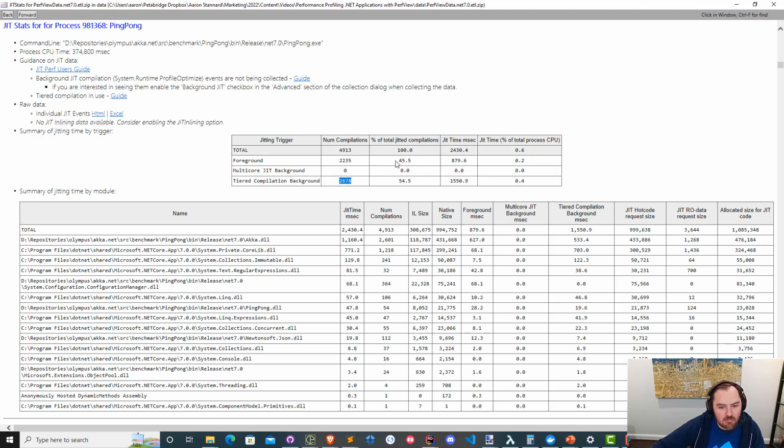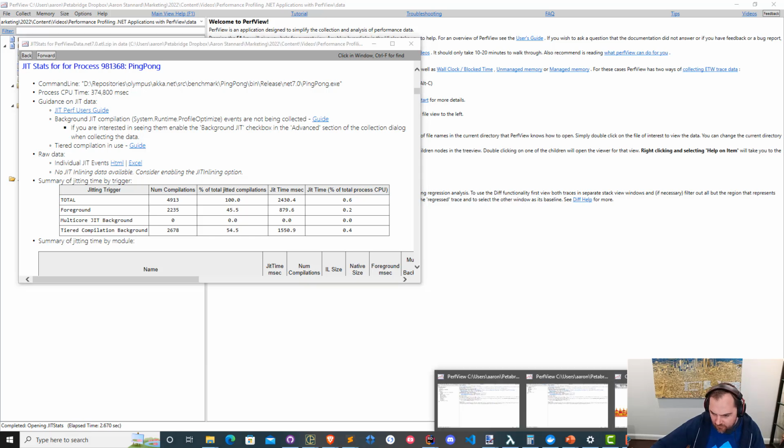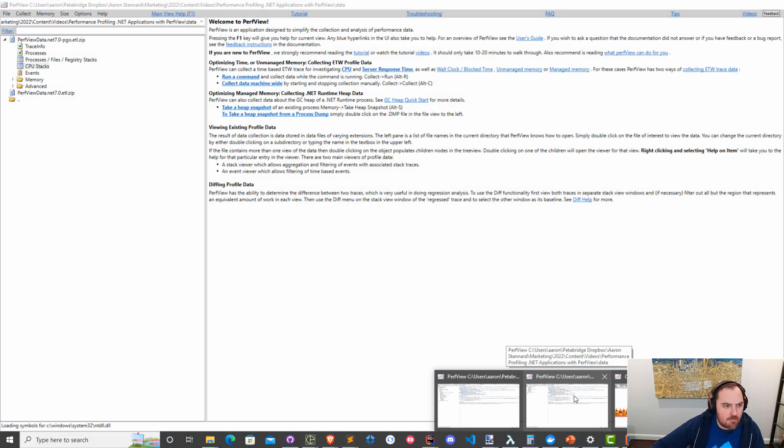Actually, 45% occurred in the foreground, 55% occurred in the background using tiered compilation. And we could probably break into the low-level stats on that a little bit more if we wanted to. Okay, well, that's one set of data. Let's take a look at the PGO data.